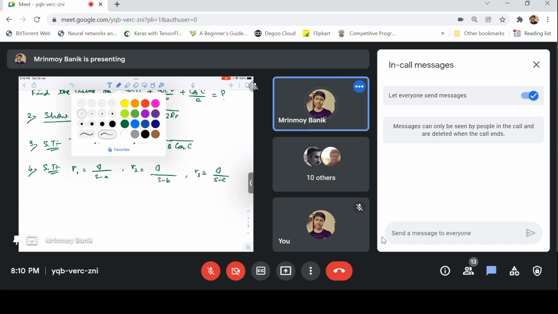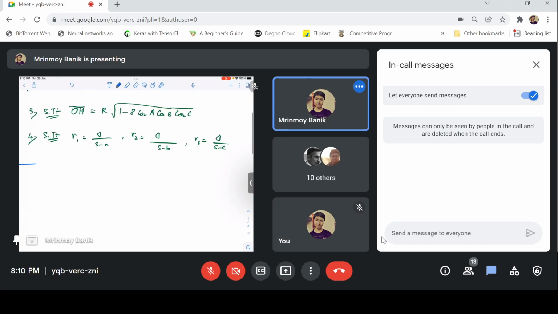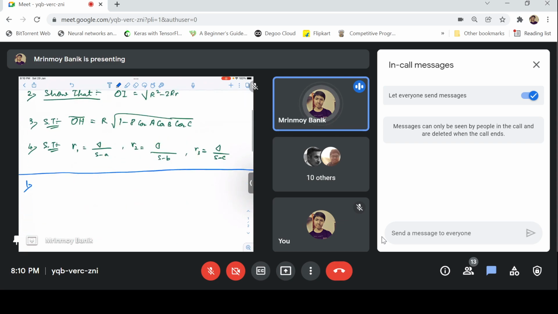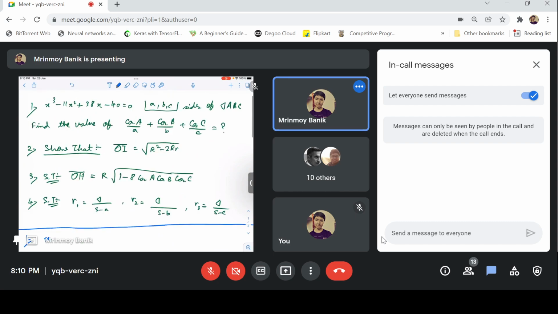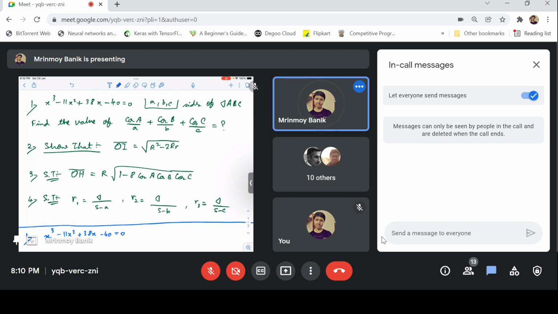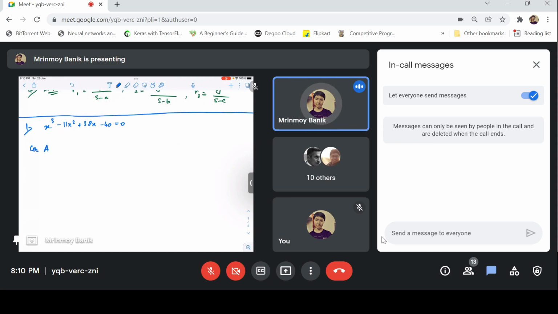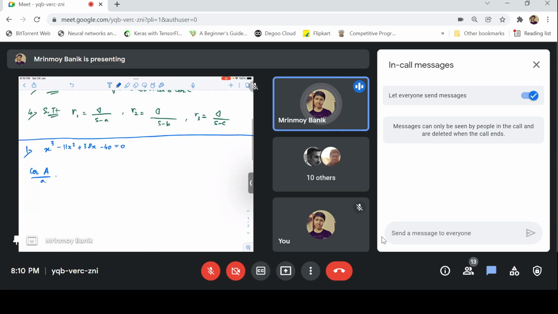Okay, so what's the first one? Yeah, the first one is easy. So x cubed minus 11x squared plus 38x minus 40. This is the cubic equation. The sides are the roots. So we have to find cos A by a plus cos B by b plus cos C by c.